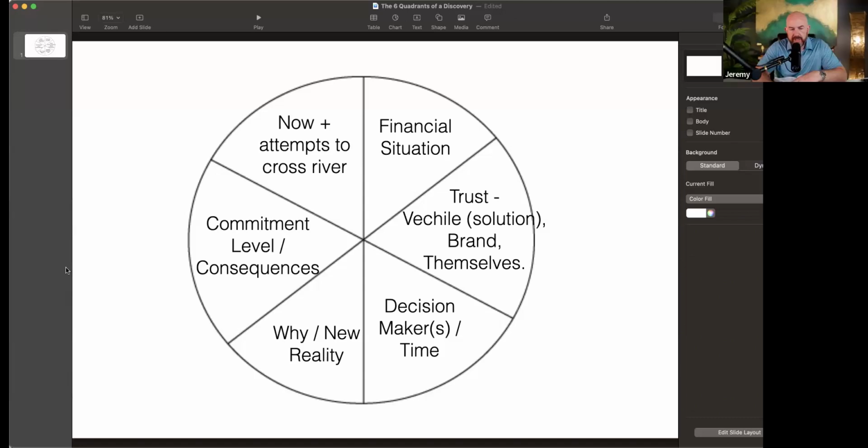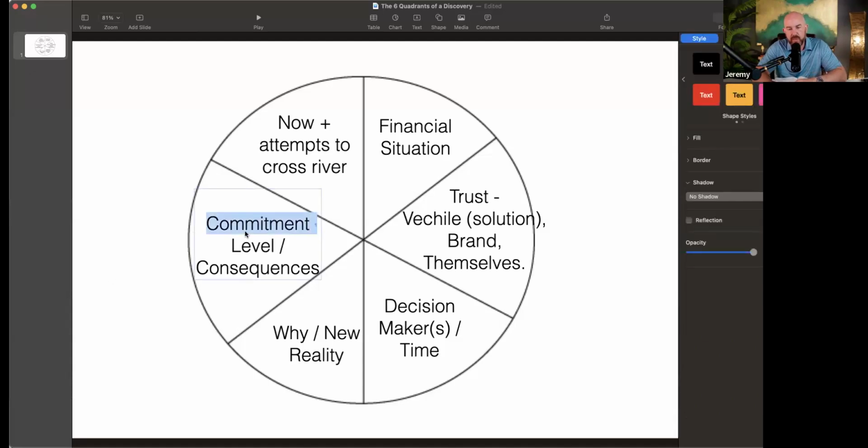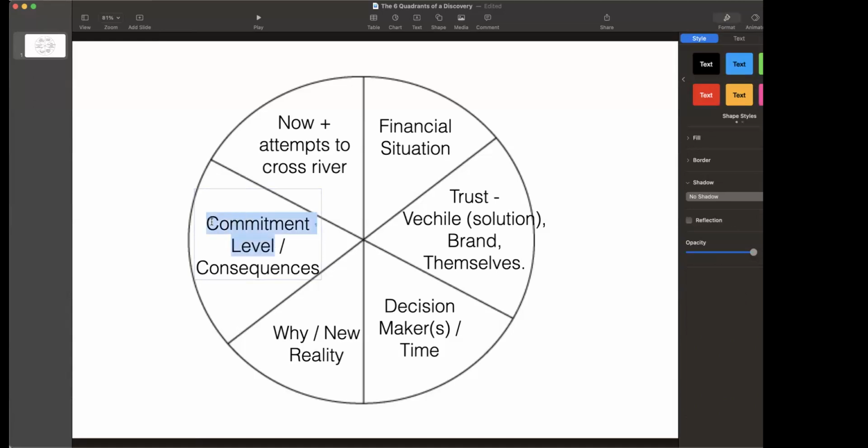I know a couple of calls ago you mentioned desire was one of the big things, one of the first things. Where would you put desire into this? I think that's definitely commitment level. Okay, so that would be one of the questions or the things that you would have in that section, for sure.